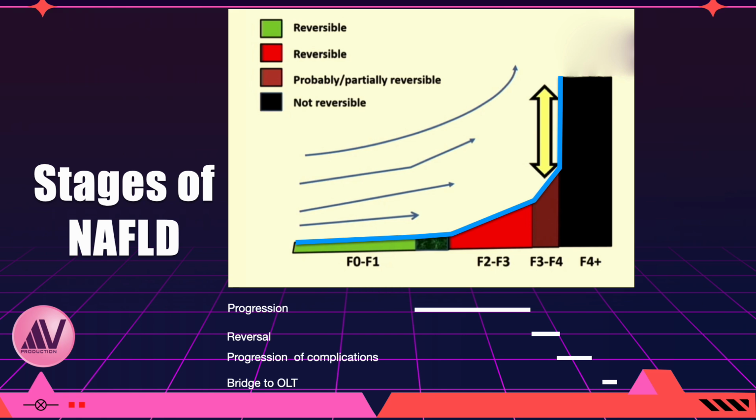The bar diagram shown here represents color-coded stages of liver fibrosis. Green bars denote F0 and F1 stages, while orange bars represent F2 to F3 stages, which are all reversible. Brown bars indicate F3-4 stages, which are likely or partially reversible. Finally, black bars represent F4 plus stage, which is irreversible.